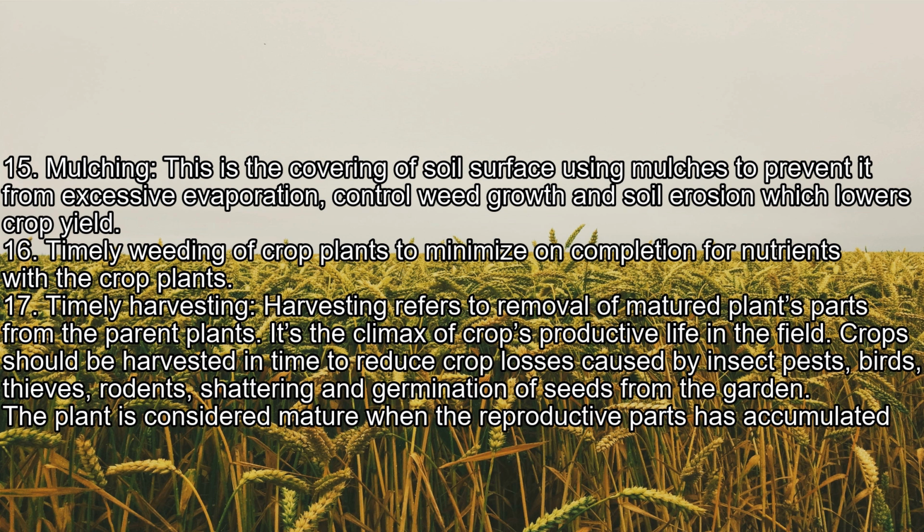17. Timely harvesting. Harvesting refers to removal of mature plant sprouts from the parent plants. It's the climax of the crop's productive life in the field. Crops should be harvested in time to reduce crop losses caused by insect pests, birds, thieves, rodents, shattering and germination of seeds in the garden. The plant is considered mature when the reproductive parts have accumulated.